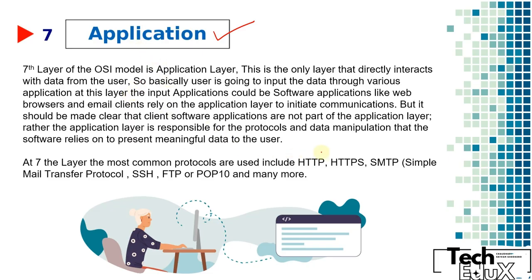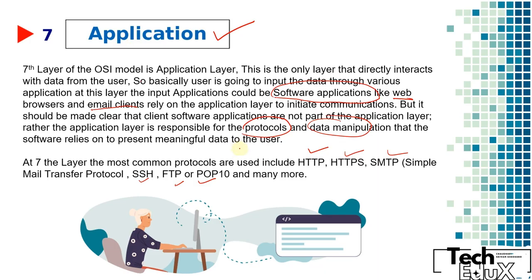software applications like web browsers and email clients, which rely on the application layer to initiate communications. But it should be made clear that client software applications are not part of the application layer. Rather, the application layer is responsible for the protocols and data manipulation that software relies on to present meaningful data to the user. At the seventh layer, the most common protocols are HTTP, HTTPS, SMTP, SSH, FTP, POP3, and many others. Okay, so these kinds of protocols are used on the application layer, which is your seventh layer.